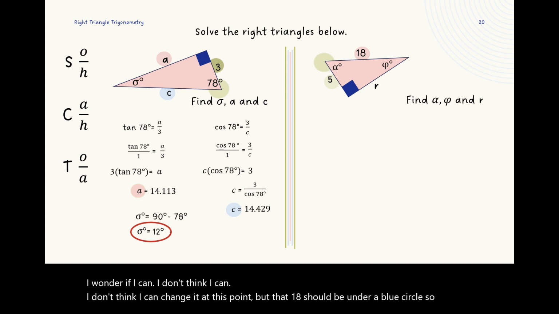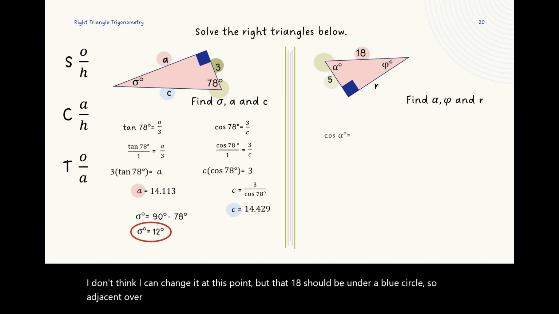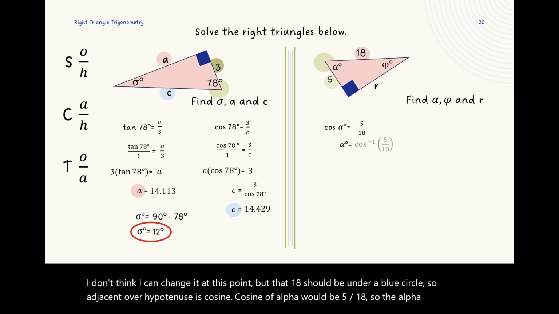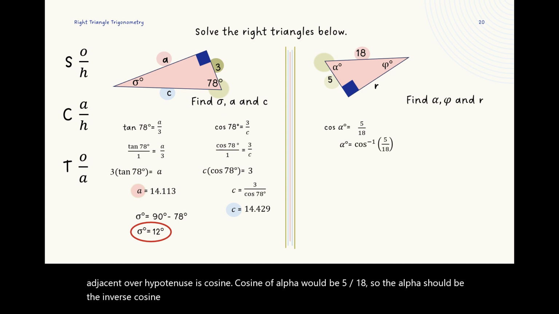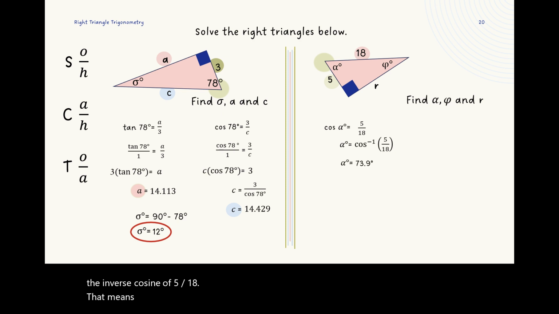So adjacent over hypotenuse is cosine. Cosine of alpha would be 5 over 18. So alpha should be the inverse cosine of 5 over 18. That means alpha is 73.9 degrees.